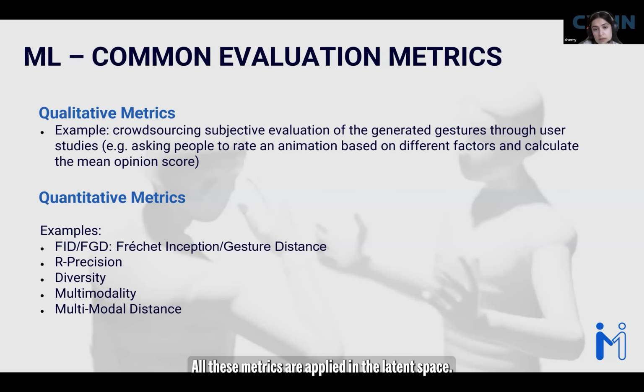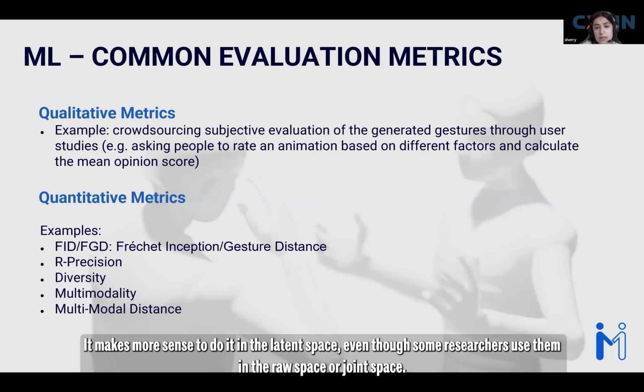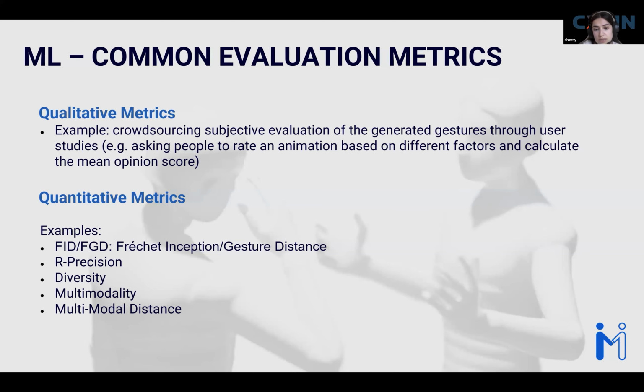All these metrics are applied in the latent space. It makes more sense to do it in the latent space, even though some researchers use them in the raw space or joint space. Also, for example, some of these models use a text prompt to generate the motion. So they ask the user to input a text prompt and use it to generate the motion. The model will generate the motion based on the text prompt. So they extract the co-embedding of text and motion to use these metrics.